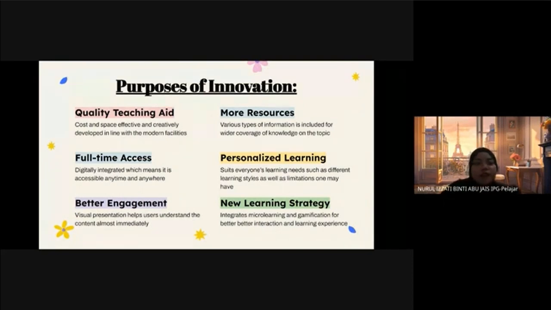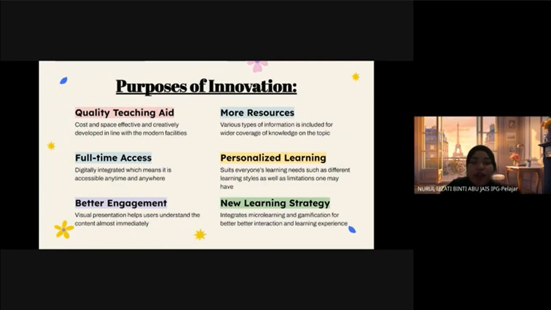The second one is to get more resources. Various types of information are included in this innovation for wider coverage of knowledge on the topic. Even though the topic is just food, we also include different food from different countries and cultures, other than Malaysia.